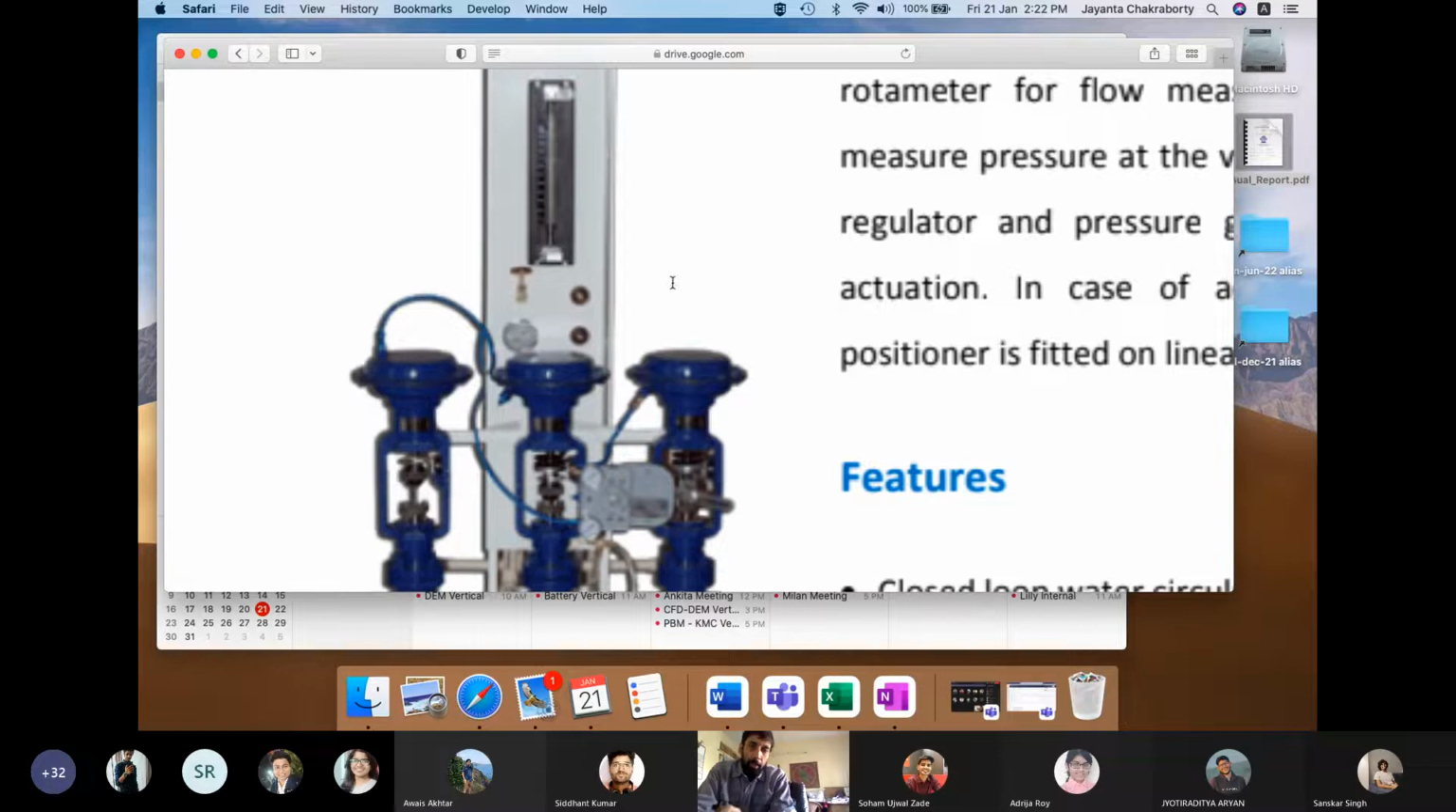What is the typical supply pressure? What is the supply pressure? 20 psi. Yeah, 20 psi gauge is the typical supply pressure. And what is the range of signal pressure? 3 to 15 psi. So this pressure gauge reads the supply pressure. There is a compressor which maintains 20 psi. So you'll always see 20 psi.